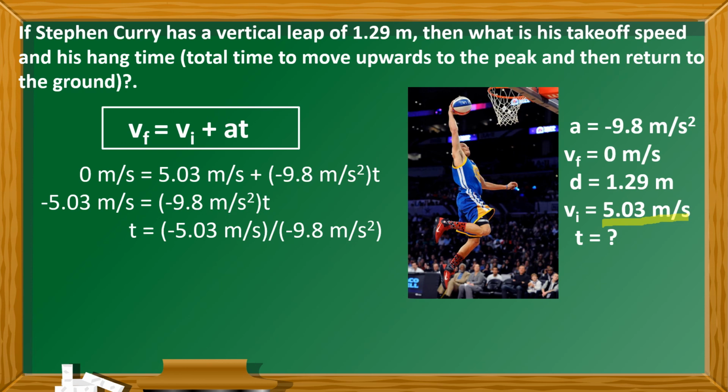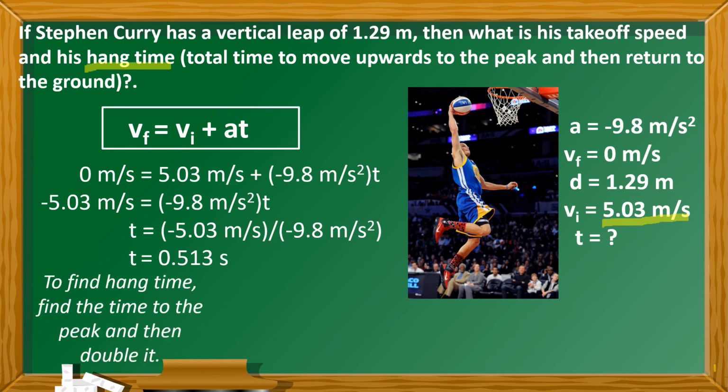So therefore, time is equal to, we have to divide both sides by negative 9.8 meters per second squared. So the equation would be negative 5.03 meters per second over negative 9.8 meters per second squared. Solving the equation, we'll get an answer of time equal to 0.513 seconds. Now, the time that we have computed is not yet our final answer. We have to compute the hang time. When we say hang time, we have to find the time to the peak and then double it. So 0.513 seconds is only the peak time, so we have to double it.